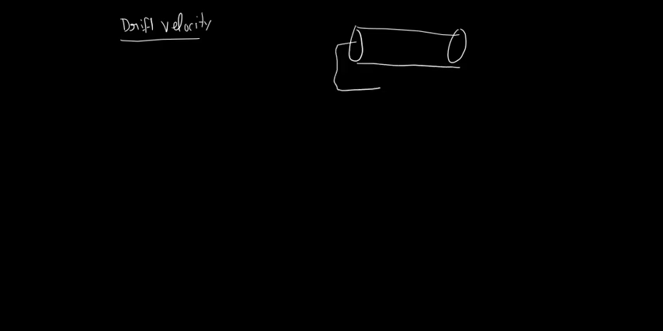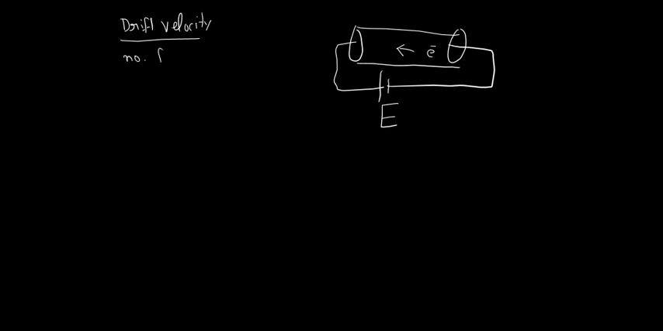So next we will start our first topic, drift velocity. Topic name is drift velocity. Consider we have a metallic conductor connected to a cell having electric field E, in which when potential is applied, electrons will start moving from the negative terminal to the positive terminal.